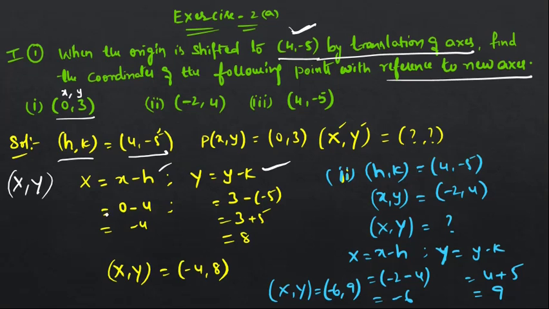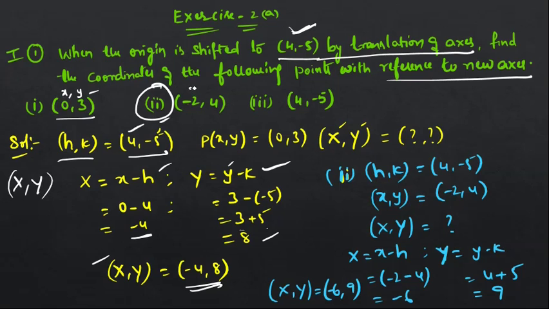So simply substitute those values. Small x is here 0, h value is 4, so that is minus 4, and small y is 3 minus of minus 5. Here k value is minus 5, so minus into minus becomes plus, 3 plus 5 is 8. So that's it. The new position of the point, capital X comma capital Y, is minus 4 comma 8. That's it. So now similarly we'll do the second bit problem, that is minus 2 comma 4, right?